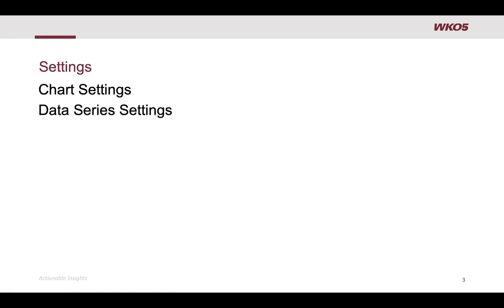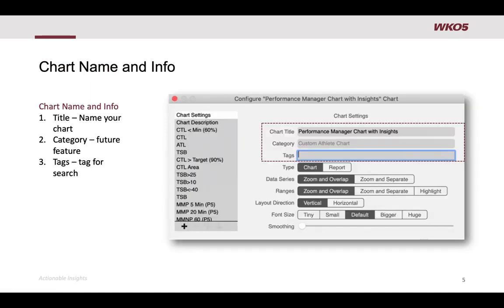In that configuration box, you have the ability to adjust your settings. Let's break those settings down into chart settings and data series settings. First, let's take a look at your chart settings. All right, chart settings, this is the screen that you'll see. What we basically have over here, the left-hand side, is your data information and data series. And over here on the right-hand side is your chart settings, which we're going to be talking about for the next couple of slides.